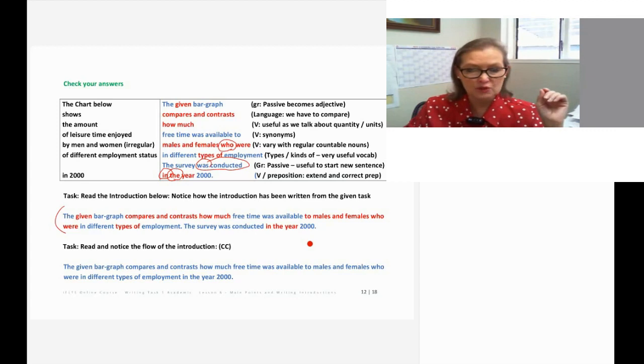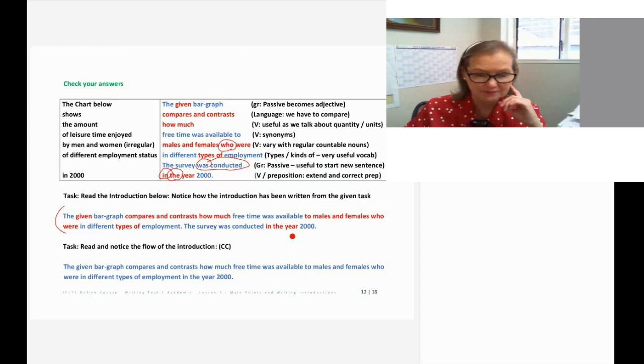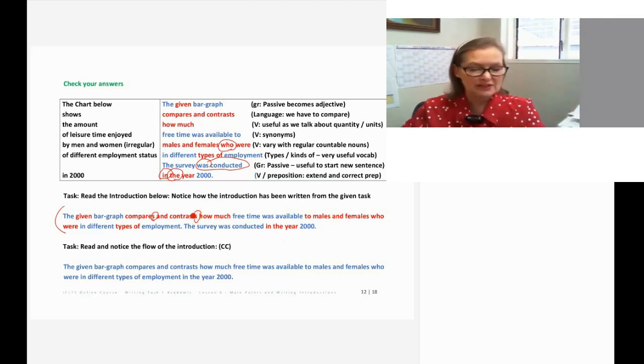And then I'm also talking about males and females. In this instance, countable. We can count them: 1 male, 2 males. So my countable who were in different. Now different is plural, isn't it? So I need to say different types, because it's many types. So I need to keep my agreement between those 2 words. Good.